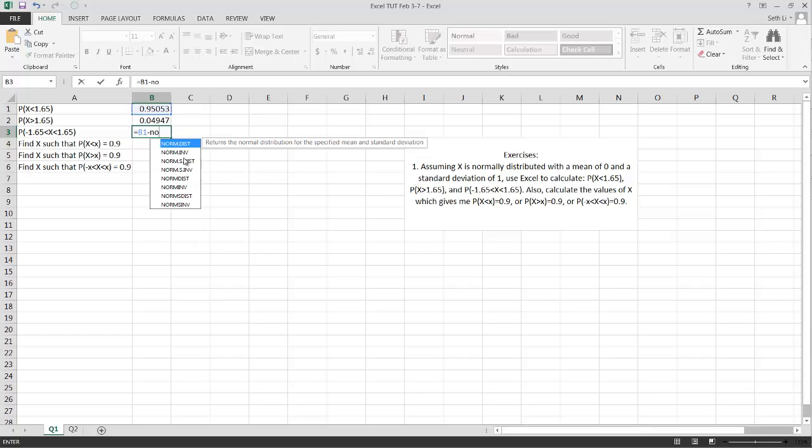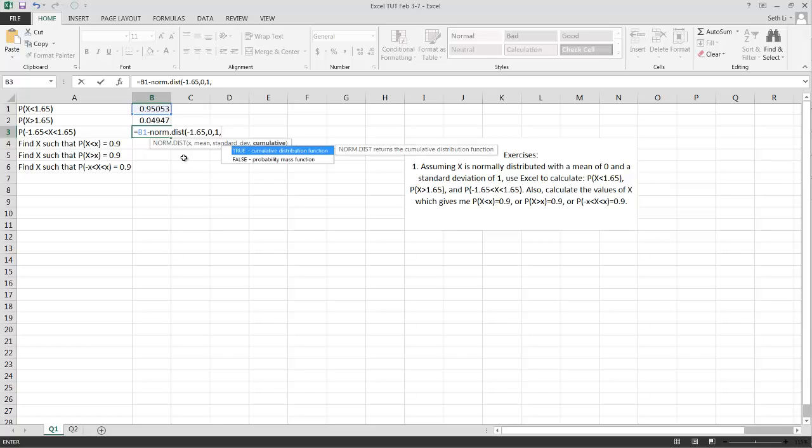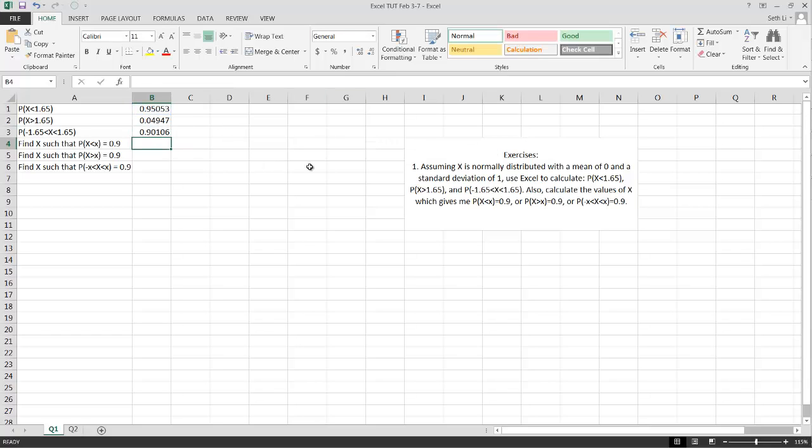So once again, you're just going to type norm.dist, open bracket, and now the x is negative 1.65. The mean is 0. The standard deviation is 1, and it's still cumulative. There we go. Enter. So now we know the probability that x is between 1.65 and negative 1.65 is about 90%.